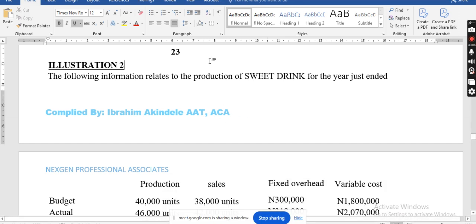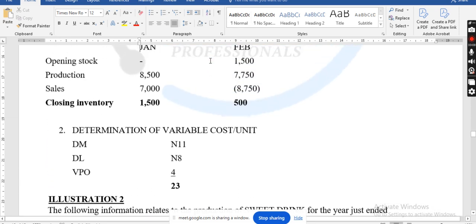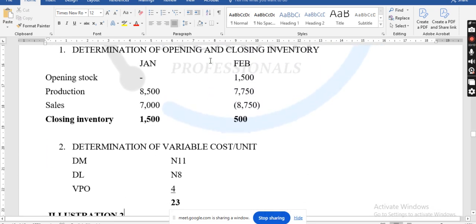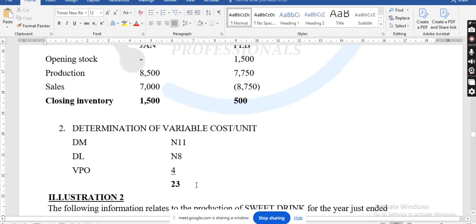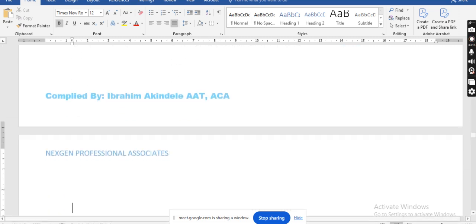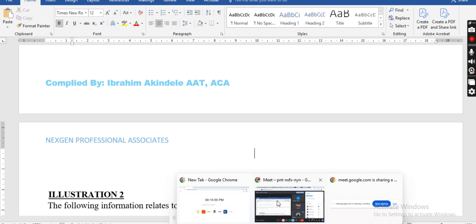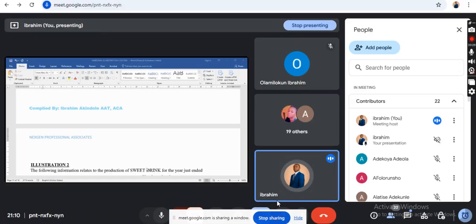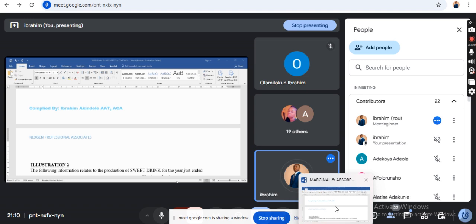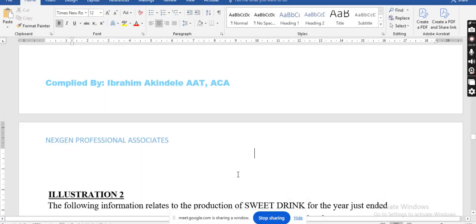So now, let's quickly move to memorandum reconciliation. Don't forget that what makes the profit of absorption costing different is the difference in the valuation of inventory. The opening and closing inventory is what we will use for the reconciliation. So if you start with profit as per absorption costing, you end with profit as per marginal costing.